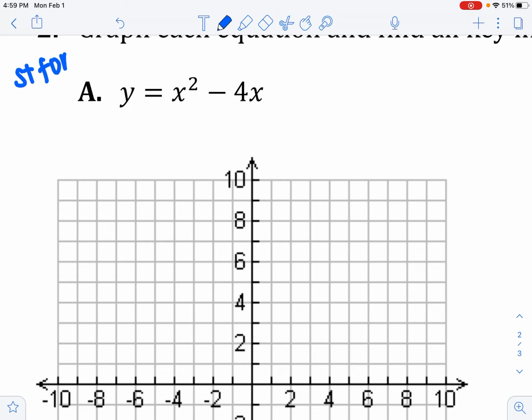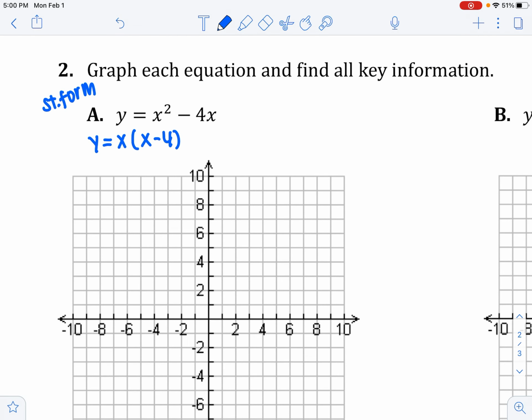So we'll do this one first. We're going to say standard form. If it's in standard form, what I want to do is factor it in order to get it into intercept form, because then I'll know what to do. First thing I ask myself is, is there a GCF? There is, X. So that's X times X minus 4.